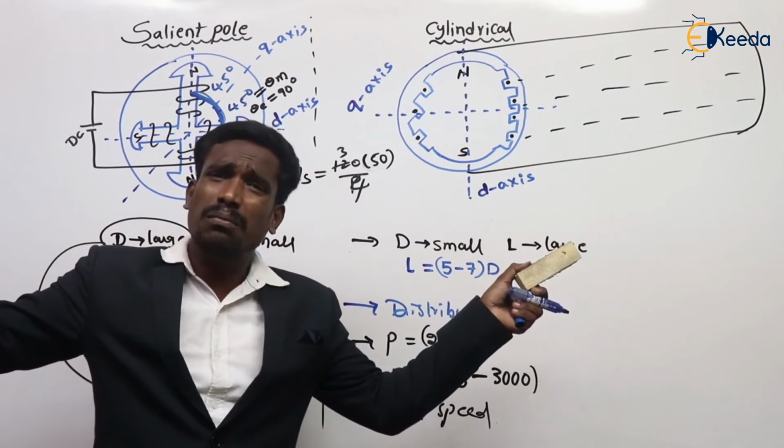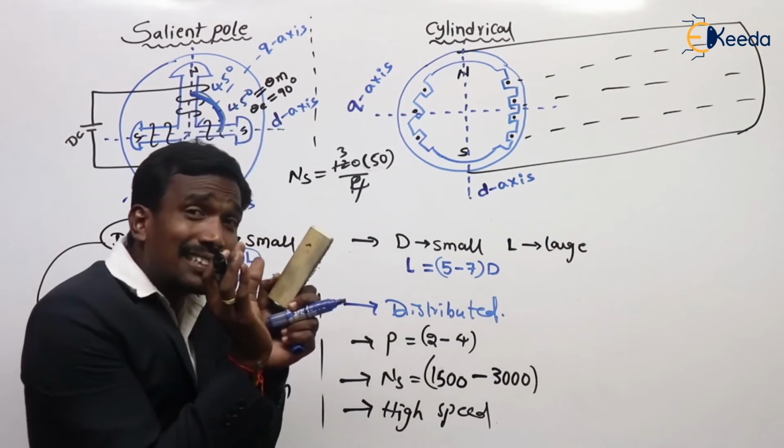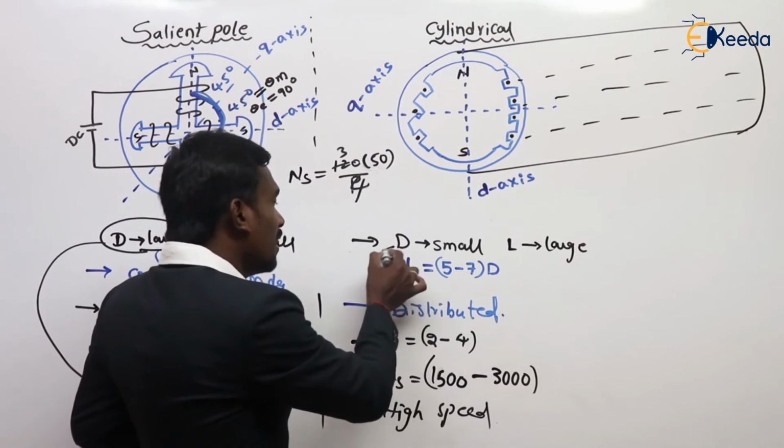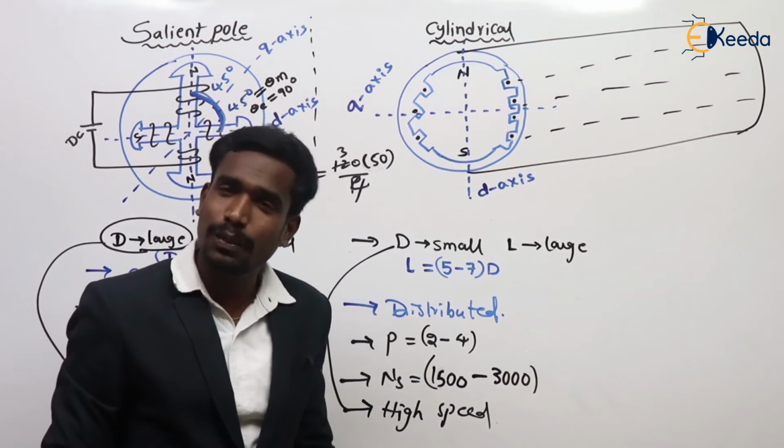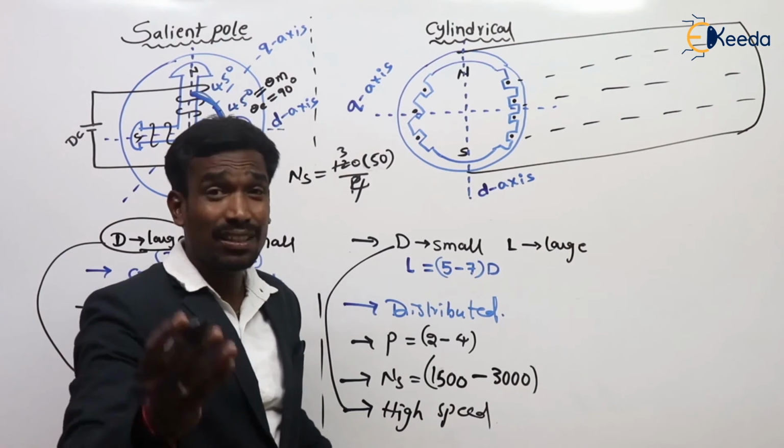More diameter, nothing but low speed. Less diameter, nothing but high speed. Like that, they will ask you a question.